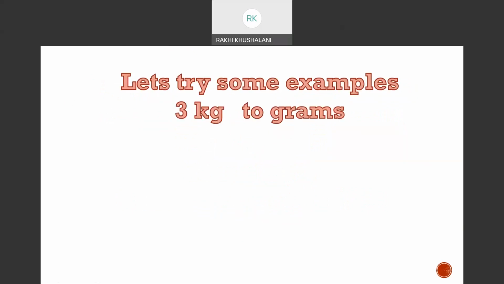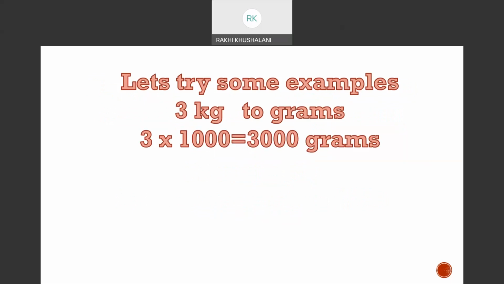3 kg 2 grams. So what are we going to do? The conversion rate is 1000. Yes, obviously you must be thinking right now what to do. Yes, multiply 3 into 1000 and you get 3000 grams.